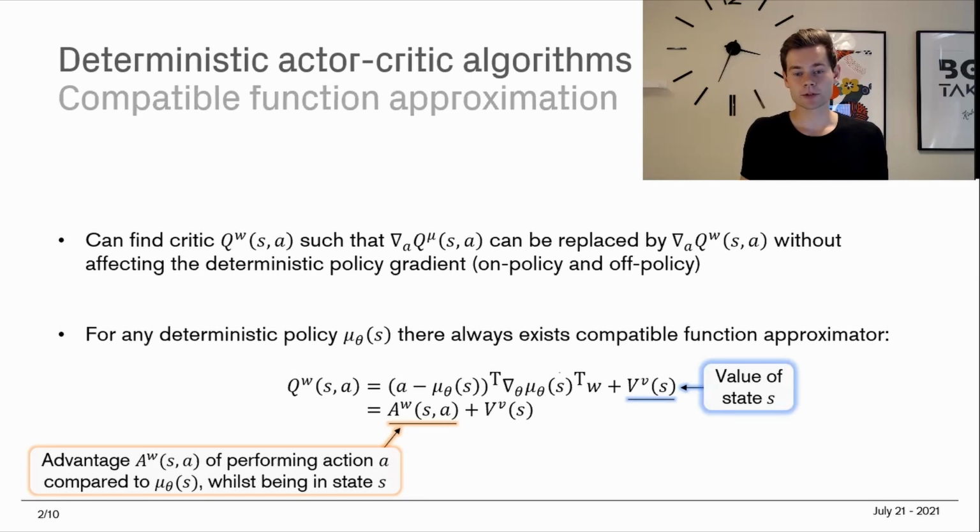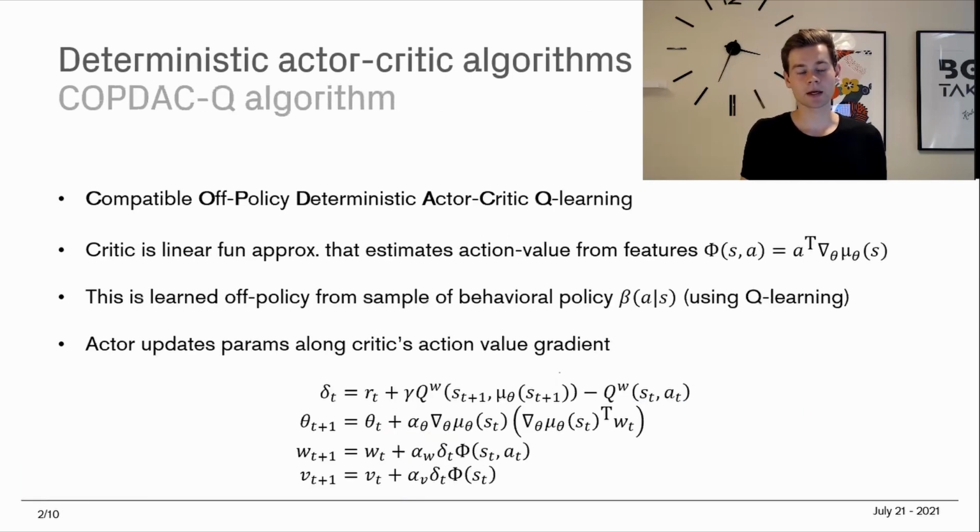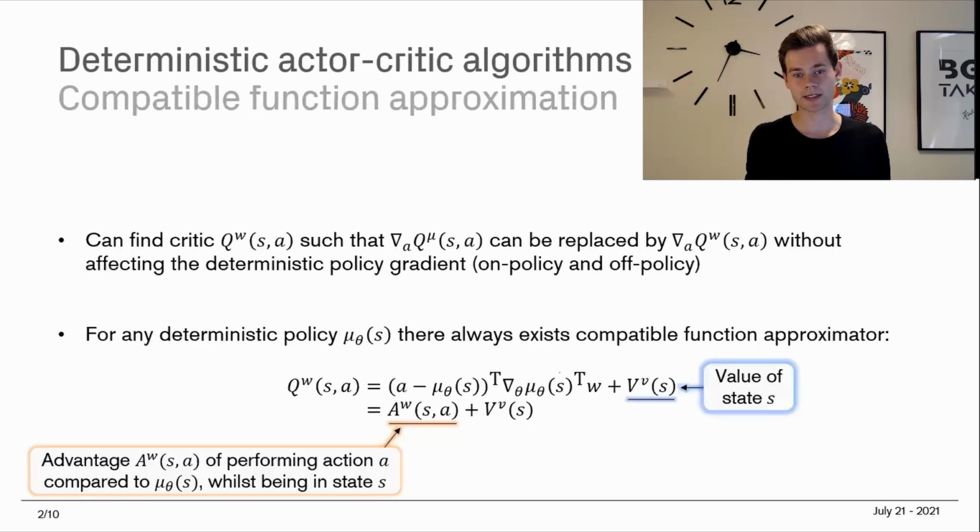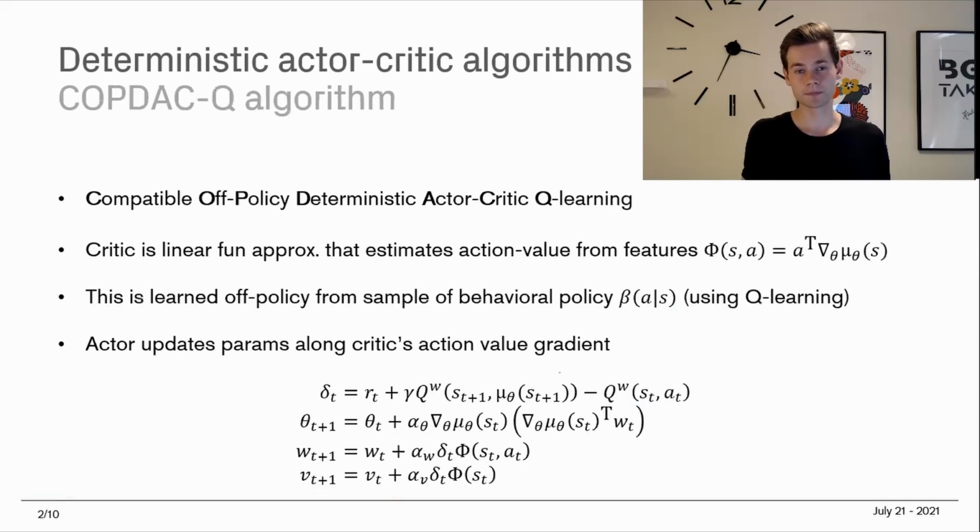So we have those two functions, and then using that, we can derive a compatible off-policy deterministic actor-critic Q-learning algorithm. The critic then would be a linear function approximator that estimates the action value from a set of features, and we can recognize this from the previous slide at the bottom.